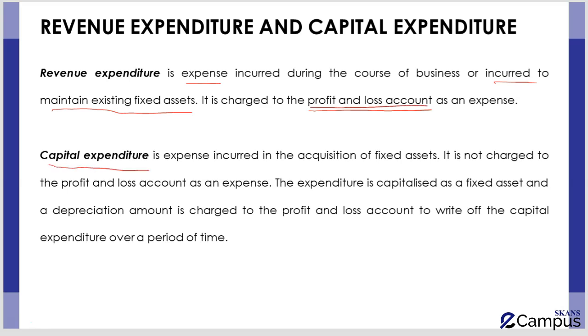Now, capital expenditures are the expenses incurred to improve the life and efficiency of the assets, or the expenses incurred to acquire non-current assets are also called capital expenditures. Capital expenditures are capitalized as fixed assets and charged into statement of financial position, and the depreciation on such assets is charged to profit and loss account to write off the capital expenditure over the period.